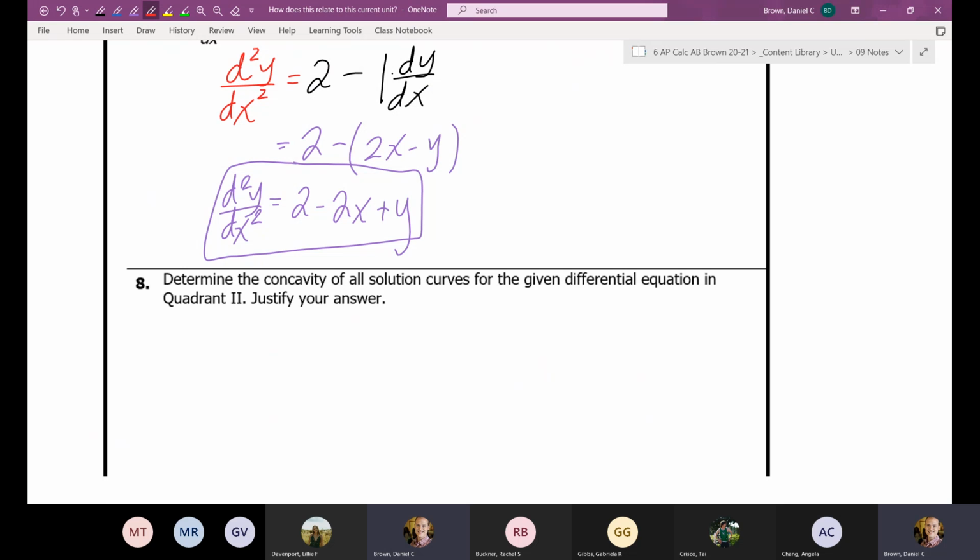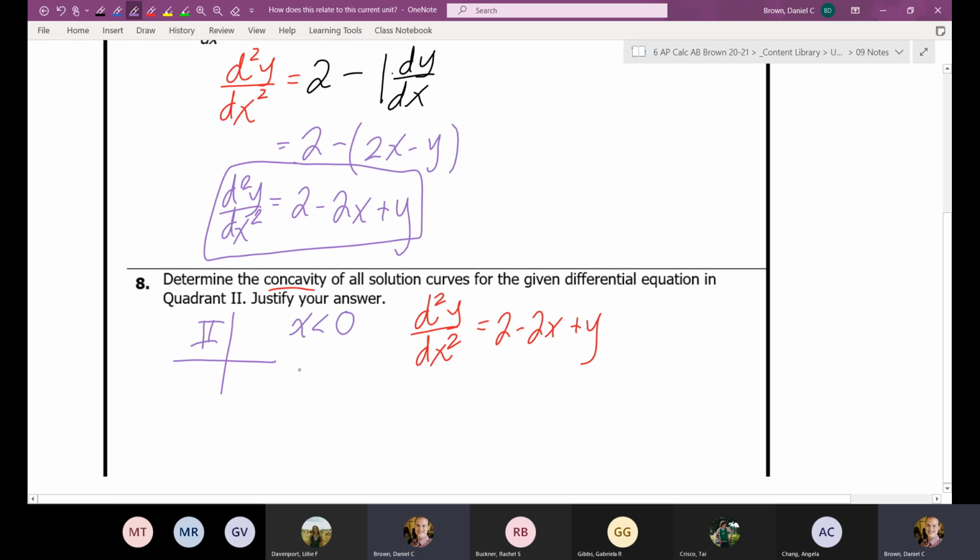So if this is my second derivative, I'm going to rewrite it quickly underneath here. We can use the second derivative to talk about concavity. We know when the second derivative is positive, concave up, second derivative negative, concave down. Well, if we are existing just in quadrant 2, how does that information help me determine the concavity if we also know the second derivative?